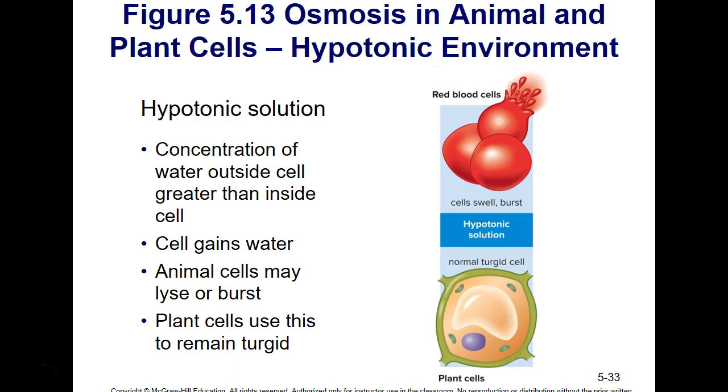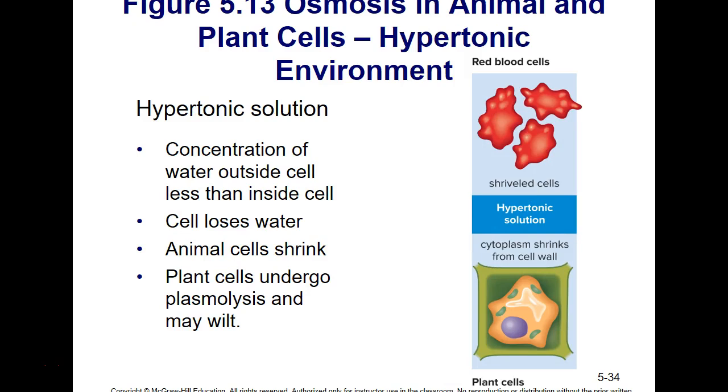Why is it not going to burst? Because plants have what you call a cell wall. Okay. Now, the opposite of a turgid plant cell is going to be plasmolyzed or plasmolysis. Remember that for your test, plasmolyzed or plasmolysis, of course, is going to be the opposite of turgid.